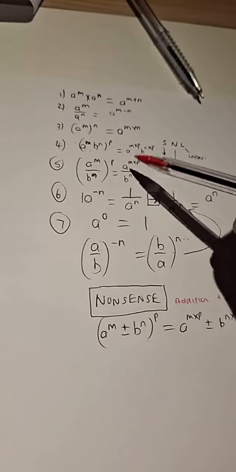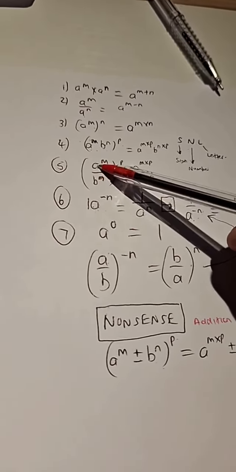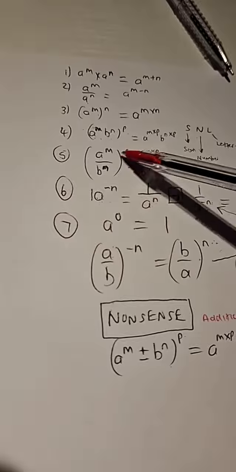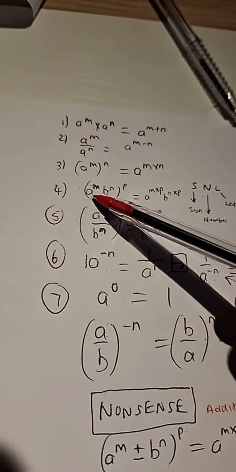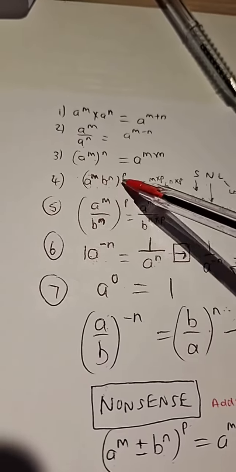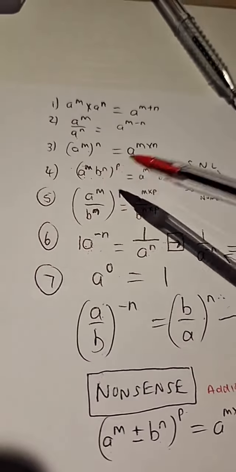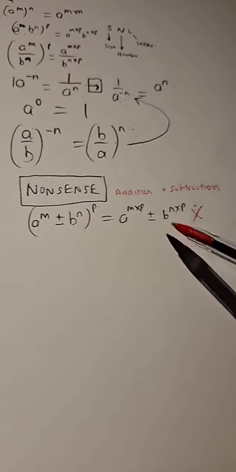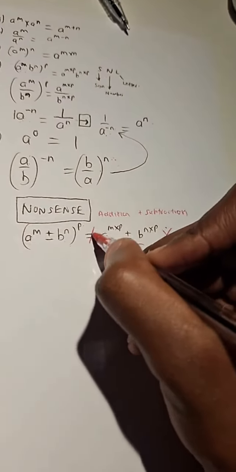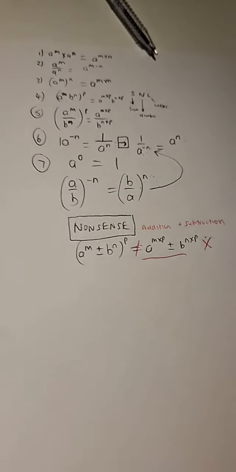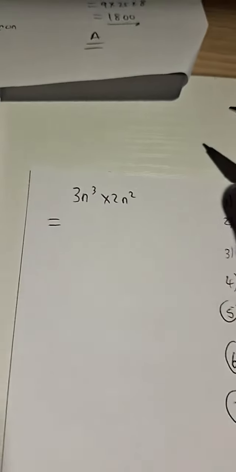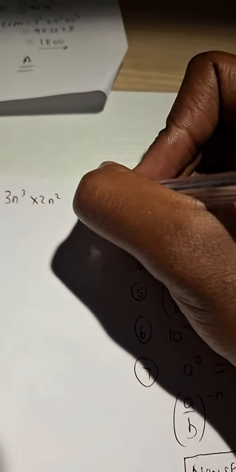But when there's division between the bases, you can do it. Apply the exponent to the numerator and the denominator. If there's multiplication between the bases, you can apply the exponent and multiply. All right? But when there's addition and subtraction, rubbish. We don't ever do this. So come back here. 3n to the power 3 times 2n to the power 2. Very straightforward, guys. So when we multiply, yes, these are the laws.